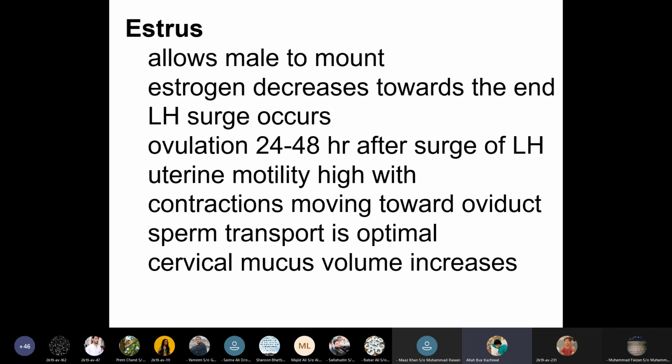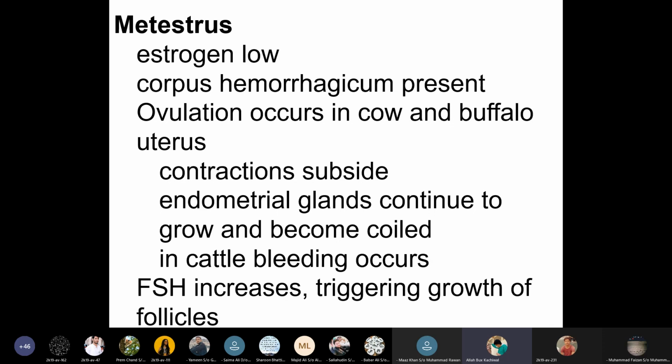Ovulation takes place within 24 to 48 hours after a surge of luteinizing hormone. Uterine motility is high with contractions moving towards the oviduct. Sperm transport is optimal and cervical mucus volume increases. Whereas in the metestrus, the estrogen is low and corpus luteum hemorrhagicum is present. Ovulation occurs in a cow and a buffalo, whereas the uterine contraction subsides. Endometrial glands continue to grow and become coiled in the cattle. Bleeding occurs. Follicle stimulating hormone increases, triggering growth of follicles.